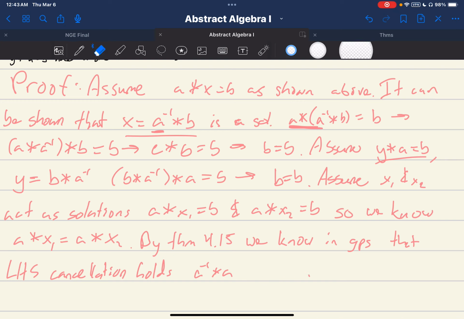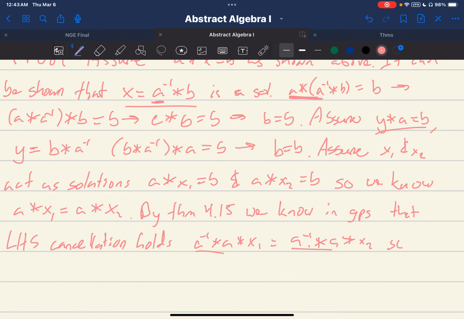Oh, and I forgot my x1. A inverse star a star x1 equals A inverse star a star x2. So these A inverses cancel and we'll have x1 equals x2. Thus, these solutions are unique. I will pull a classic mathematician and classic math professor, and I'm not going to show that this is true for y, but it is true, right?